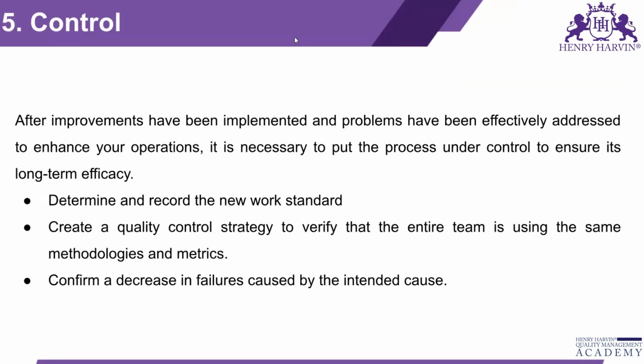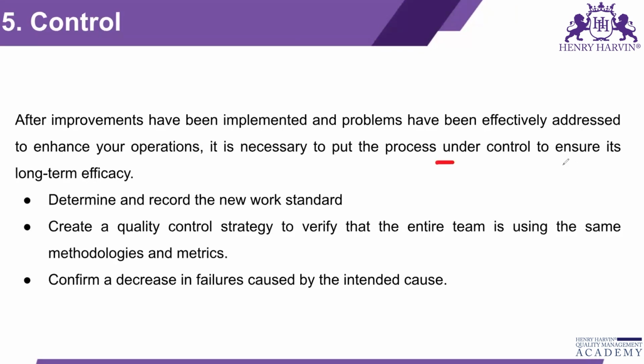After improvements have been implemented and problems have been effectively addressed to enhance your operations, it is necessary to put the process under control to ensure its long-term efficacy. Determine and record the new work standard, create a quality control strategy to verify that the entire team is using the same methodologies and metrics, confirm a decrease in failures caused by the intended cause. So under the control stage, after the improvement, we will be able to understand which factors are under control and ensuring long-term efficiency.